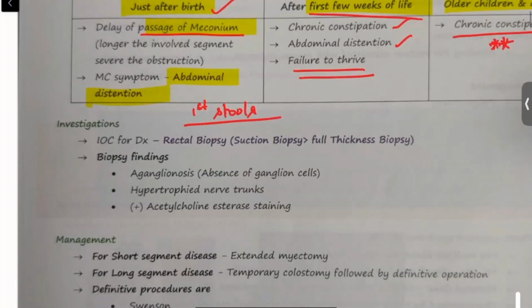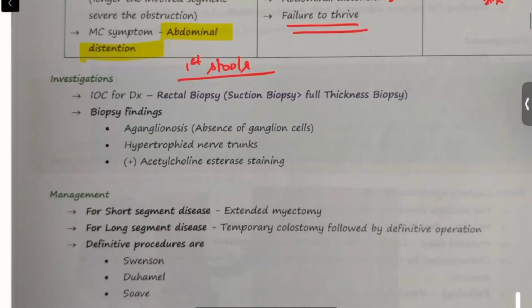So what is the investigation we'll do in case of Hirschsprung's disease? The investigation of choice for diagnosis, definitely in Hirschsprung's, is rectal biopsy, and that too a full thickness biopsy.